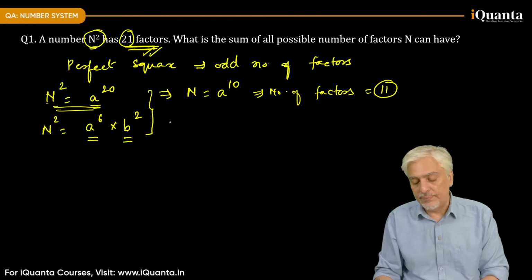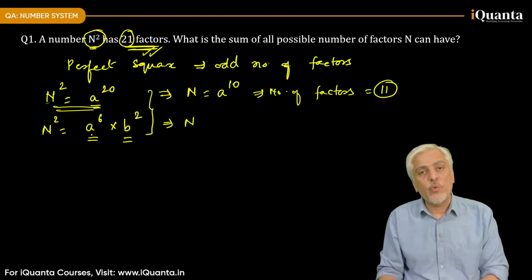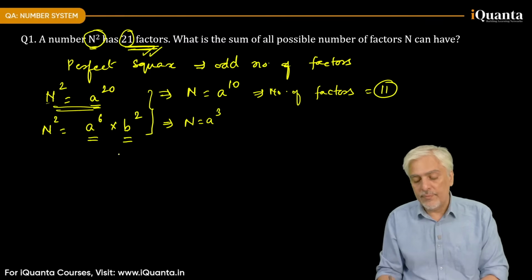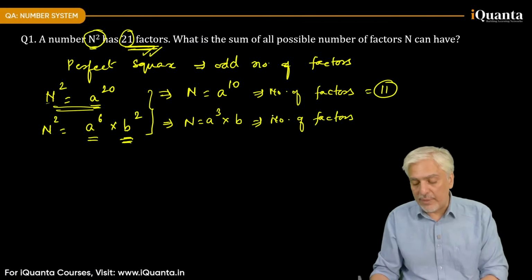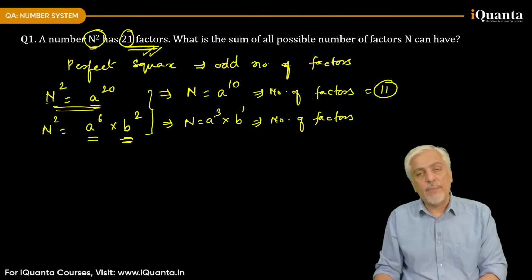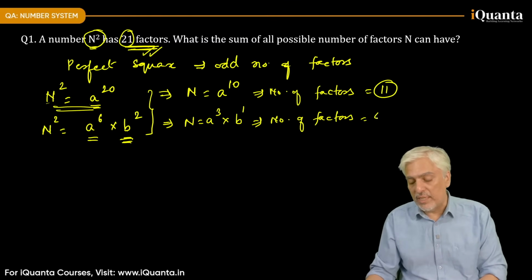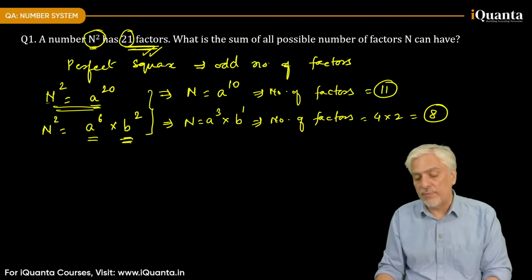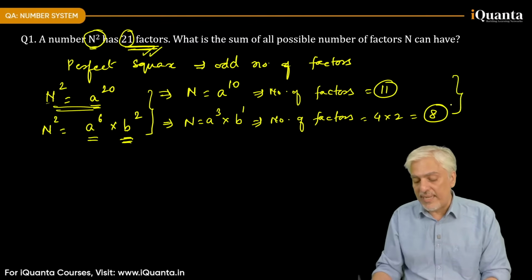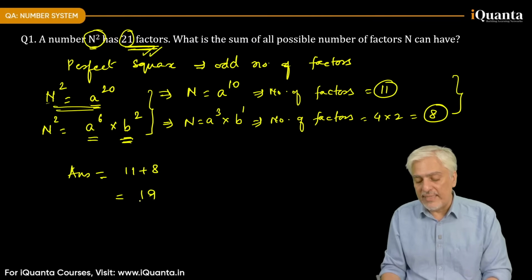Sum is not over yet. If n square is a raised to 6 into b square, what is n? If I take square root on both sides, what is square root of a raised to 6? It will become a cube. Square root of b square will become b. And therefore, number of factors according to the property, again, basic properties are not to be revised today, is 3 plus 1, 4, into 1 plus 1, 2. So 4 2s are 8. So sum of all possible values will be 11 plus 8, which is 19.